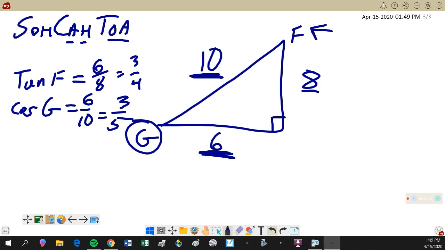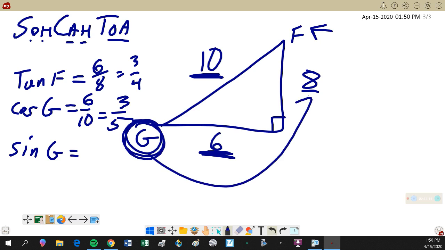Okay. What about the sine of G? Well, sine is O over H. So if this is G, O is going to be that side, and H is always 10. So 8 over 10, which simplifies to be 4/5.